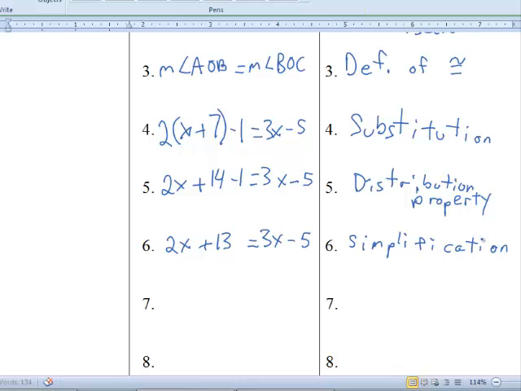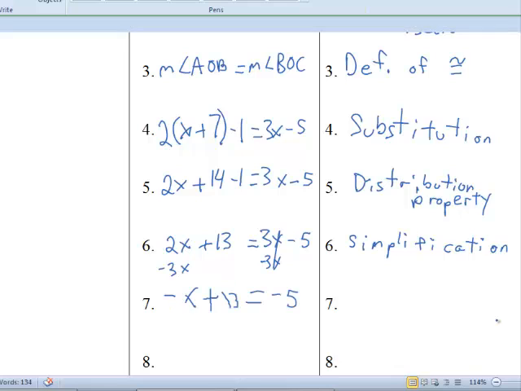Next, I want to get the x's on one side of the equation and the numbers on the other side. So I'm going to subtract that 3x from both sides. Although it's not necessary when you're doing proofs, I'm just going to put this step so we can see what we're doing. So 2x minus 3x is negative x now, plus 13 equals negative 5. I can subtract that 3x from both sides because of the subtraction property. And yes, I want you to write the subtraction property. It's actually called the subtraction property of equality, so I'm being nice, just subtraction property will suffice.